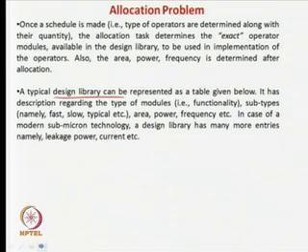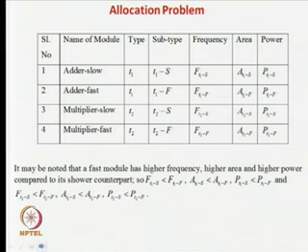Okay, and today the design library will tell you the power requirement, the area requirement, the frequency, everything will be mentioned there. So, it will be very easy for you to select what type of adder or multiplier you require. Let us take a typical example. Let this table be our design library. We have two adders, one is a slow adder and one is a fast adder.